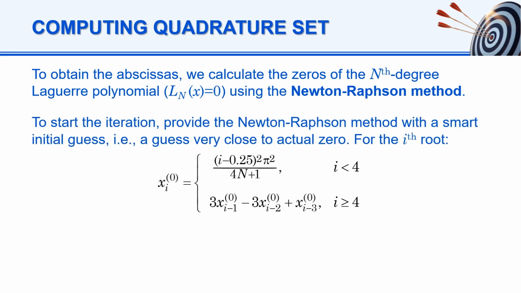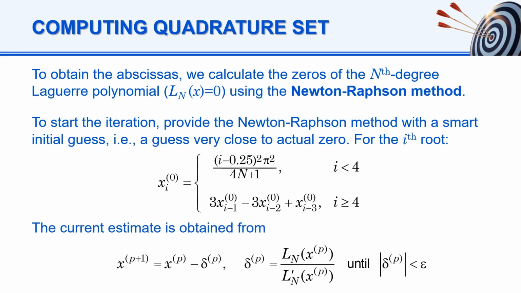To start the iteration, provide the Newton-Raphson method with a smart initial guess, i.e., a guess very close to the actual zero. For the ith root, and for n less than 4, an initial guess value in close proximity to the true zero is calculated with the following asymptotic approximation. For n greater than or equal to 4, we calculate an initial guess value by extrapolation using 3 preceding zeros, i.e., abscissas. The current estimate is obtained from the following Newton-Raphson iteration equation.